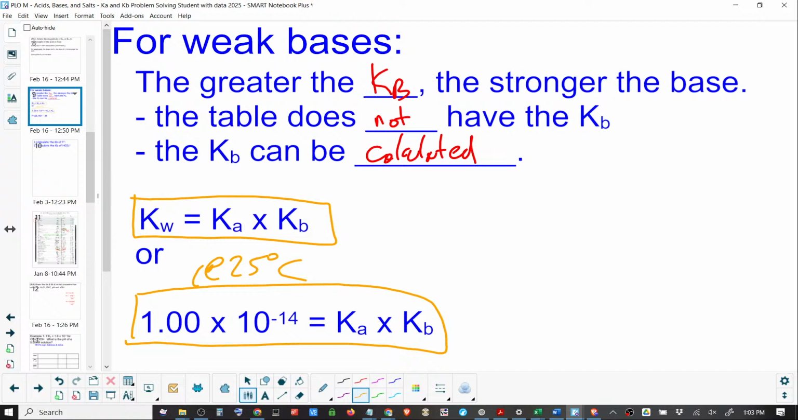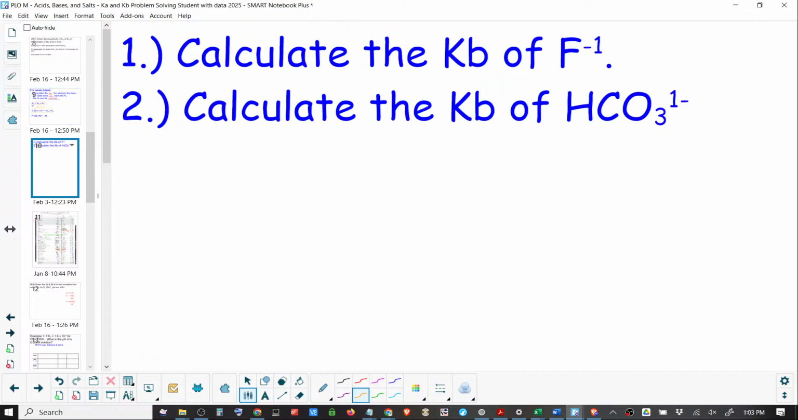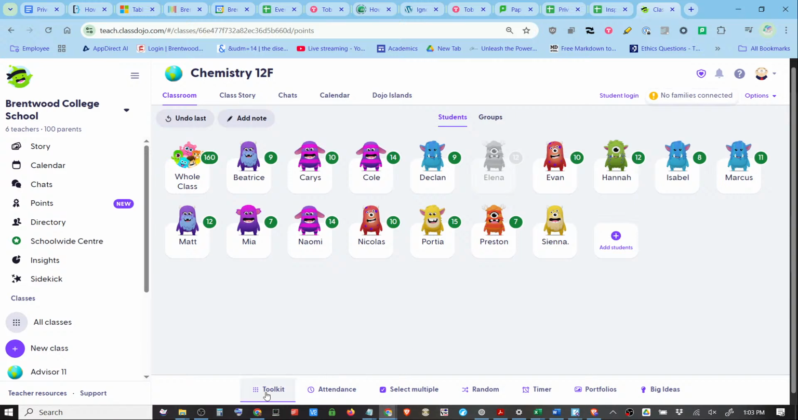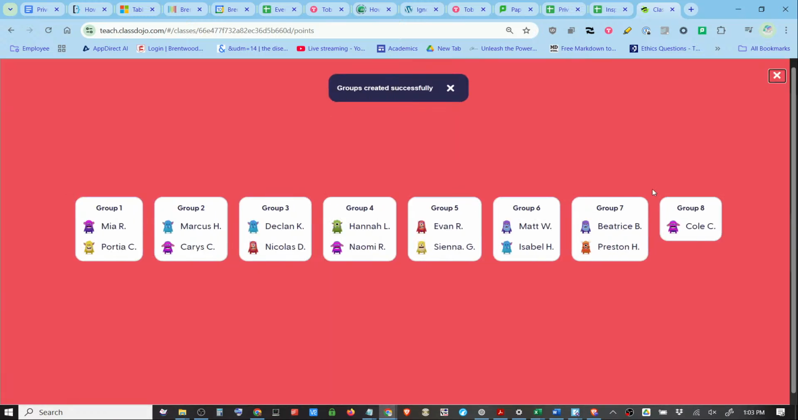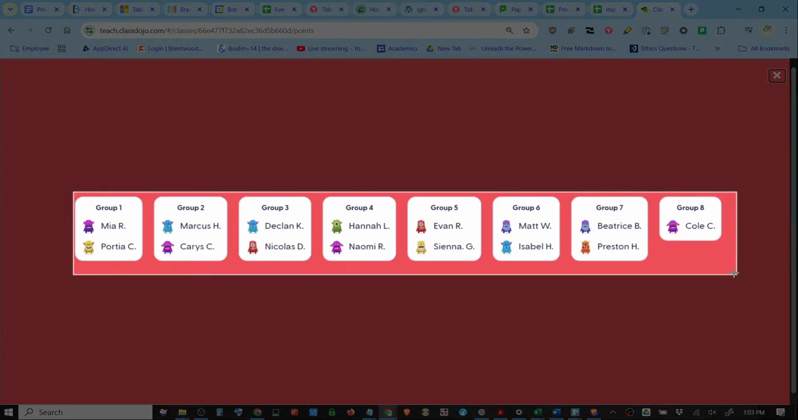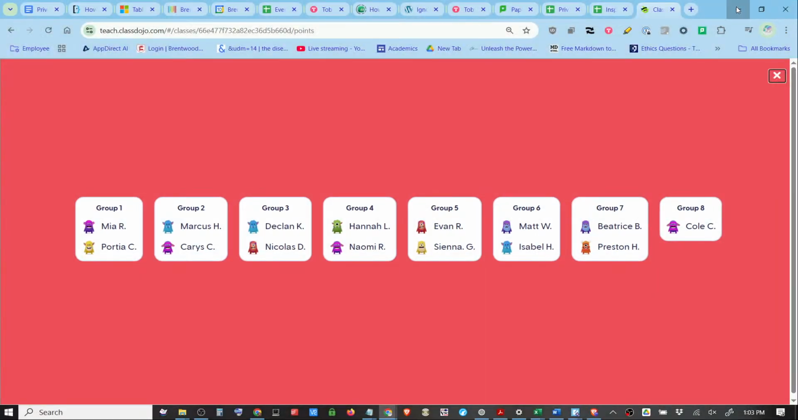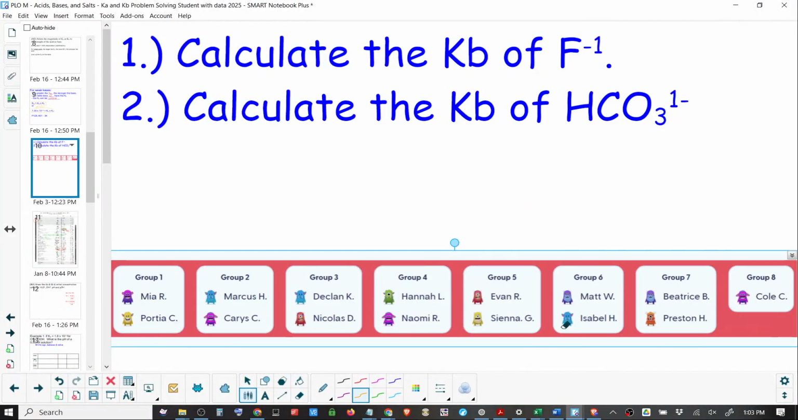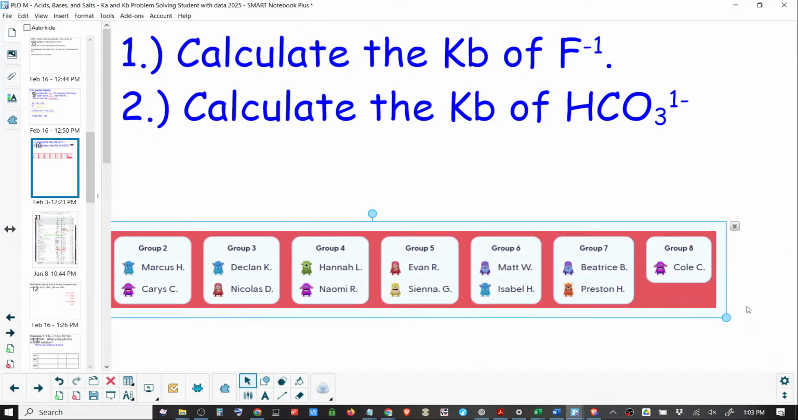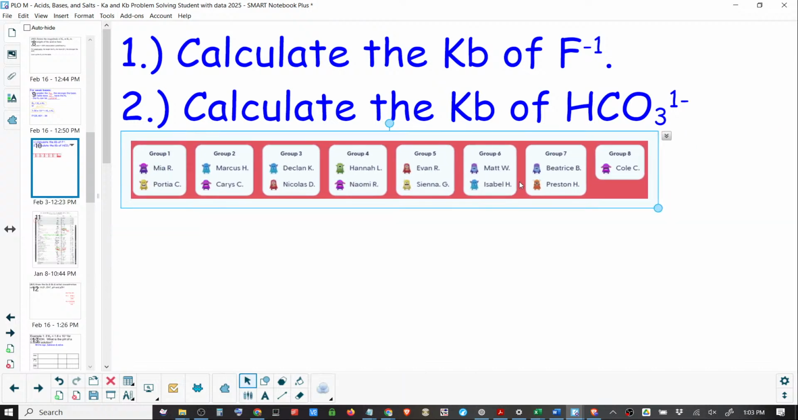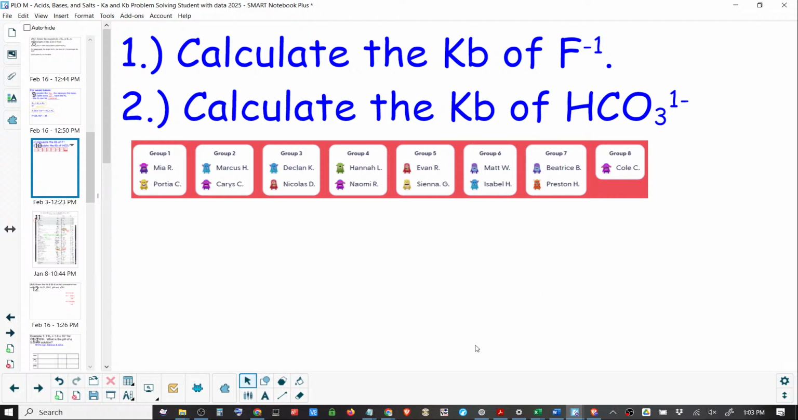Let's calculate some KBs. Showing all your work. Calculate the KB of F minus. And I'm going to put you into groups because it makes it way more fun. You definitely need to get up and walk around after that amount of math. Show me your calculation on the board. Calculation of the KB of F minus, which we've just derived, and the calculation of the KB of HCO3 minus.